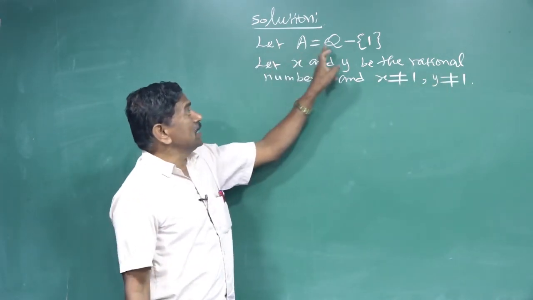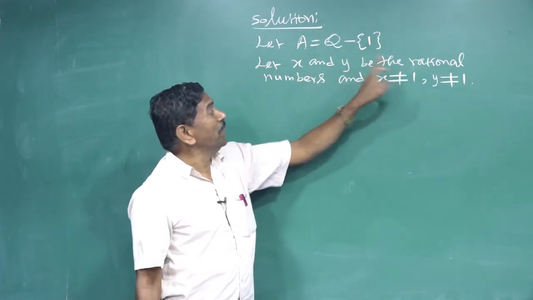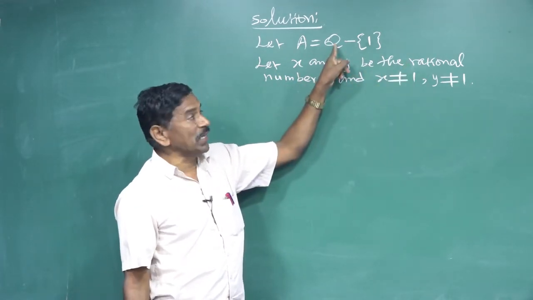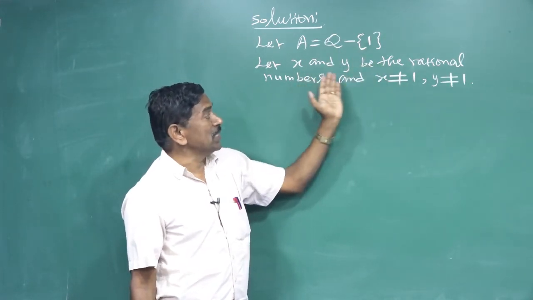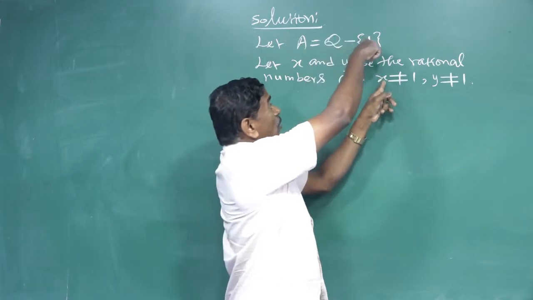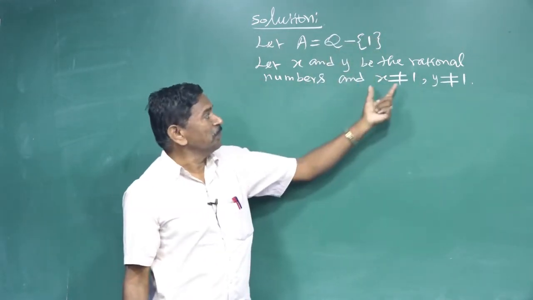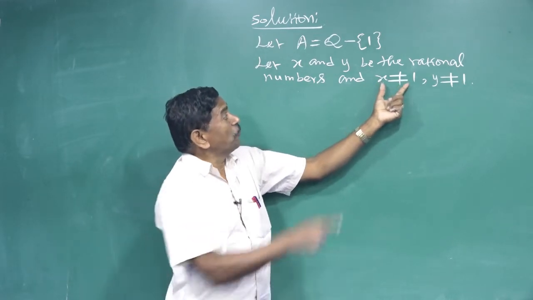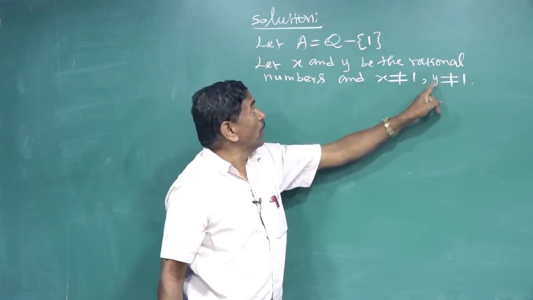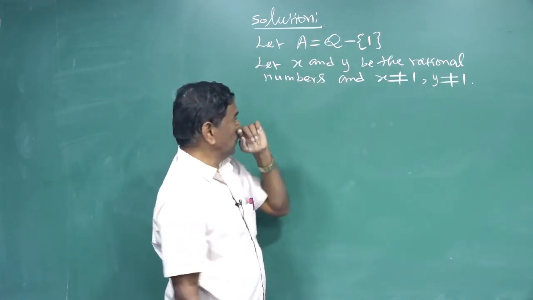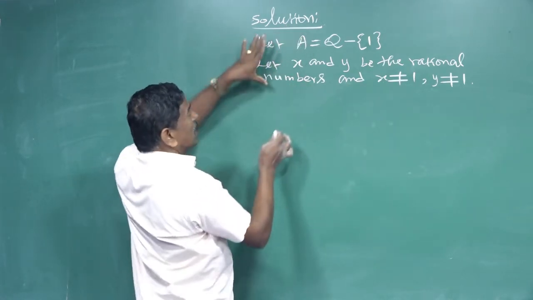Let A equal Q minus 1, as given in the question paper. Let x and y be rational numbers, because Q is the set of rational numbers. We are selecting two elements x and y such that x is not equal to 1 and y is not equal to 1. Conversely, x is not equal to 1, therefore x belongs to A. y is not equal to 1, therefore y belongs to A. That is the condition.